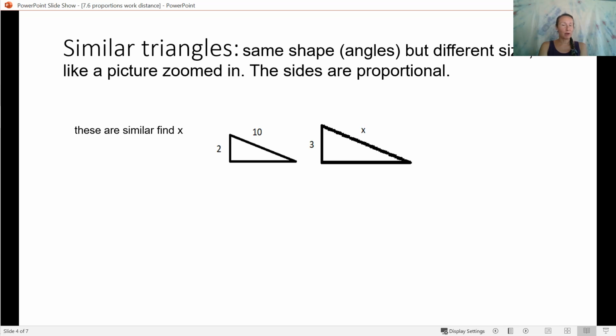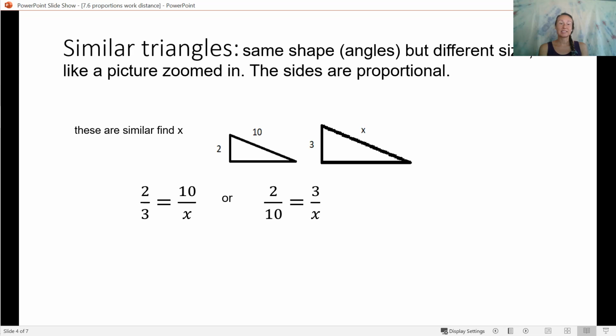Just like with the word problem we did before, you have to make sure you set these up correctly. We can set it up so that the same sides go into the same fraction and the same triangles are across from each other. So in the first problem, we've got our first triangle's vertical side over our second triangle's vertical side equals our first triangle's hypotenuse over our second triangle's hypotenuse.